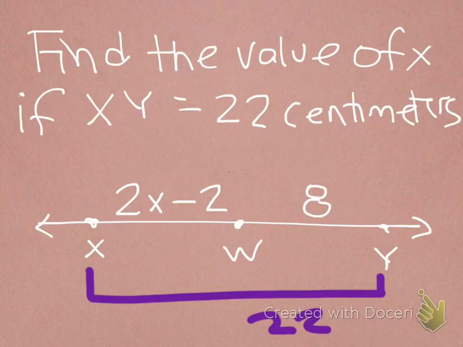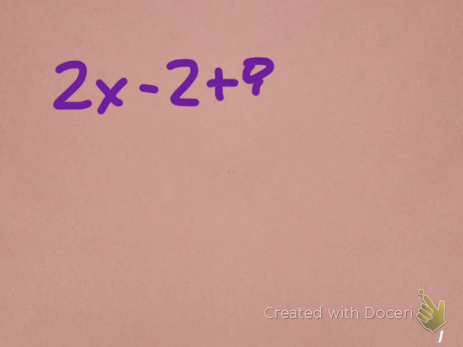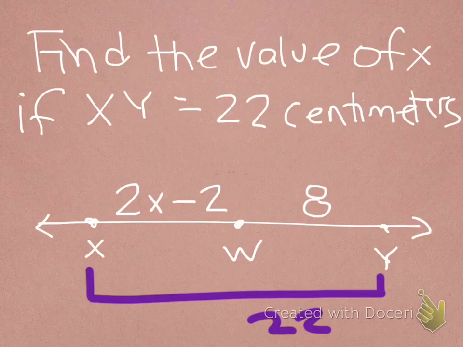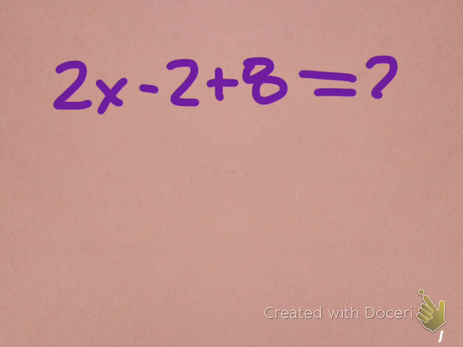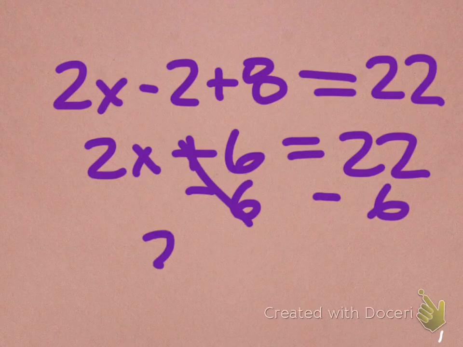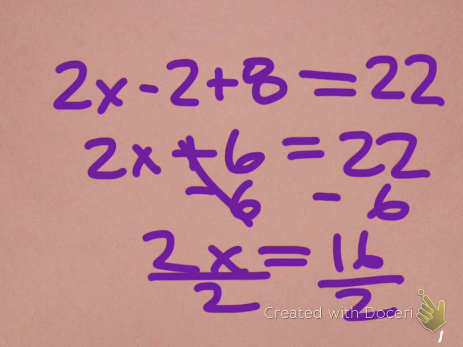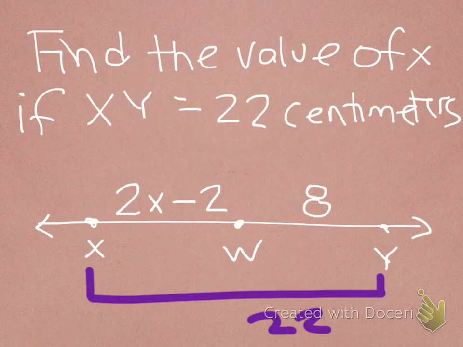So we would have 2x minus 2 plus 8 equals XY, which is 22. And then we would combine like terms here. We get 2x plus 6 equals 22, and solve for x. So 2x equals 16, and x would be 8. And that's all it was asking us here for this question, just find the value of x.